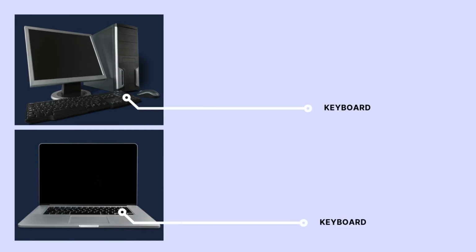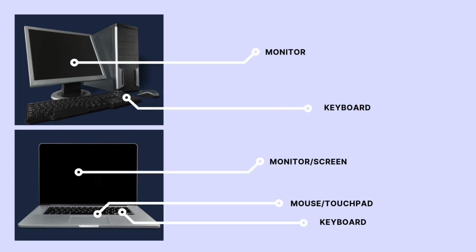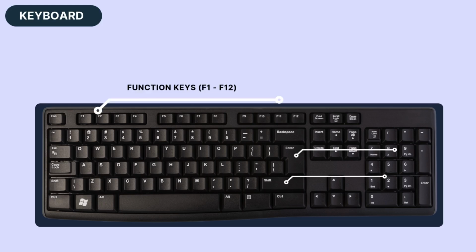On both desktops and laptops, you'll use a keyboard for typing, a mouse or touchpad for navigating, and a monitor or screen to display your work. The keyboard has keys that allow you to enter letters, numbers, and special characters. It also includes function keys, F1 to F12, and modifier keys like Enter, Shift, Control, Alt, and the Windows key, which help you carry out specific commands and shortcuts.